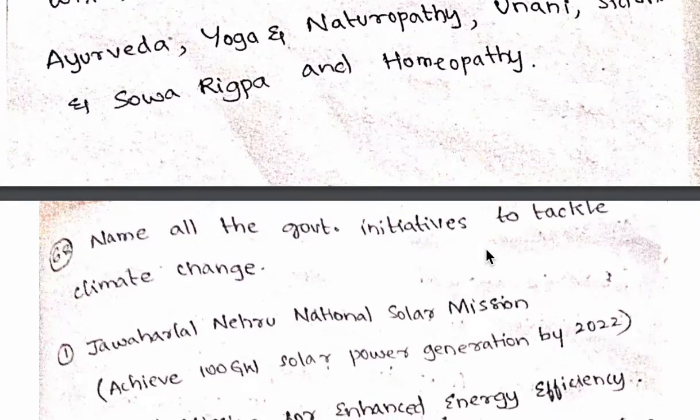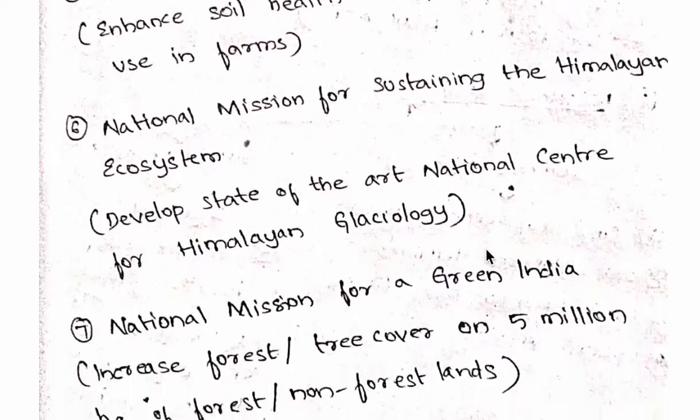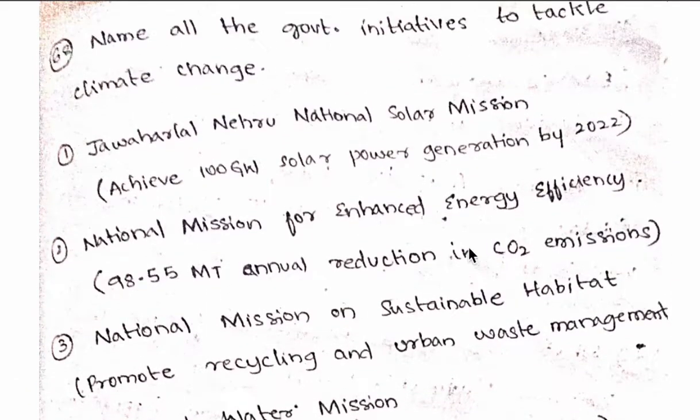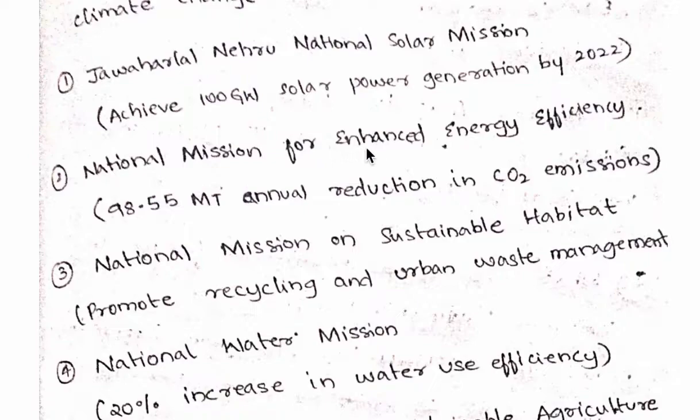68th, name all the government initiatives to tackle climate change. Here, overall, we have 10 government initiatives to tackle climate change. So, the first one is Jawaharlal Nehru National Solar Mission. So, the main aim of this is to achieve 100 gigawatt solar power generation by 2022. And the second one is National Mission for Enhanced Energy Efficiency. So, this aim is to provide 98.55 million tons annual reduction in carbon emissions.